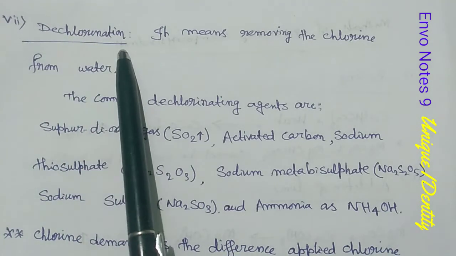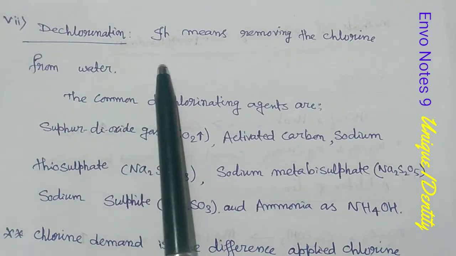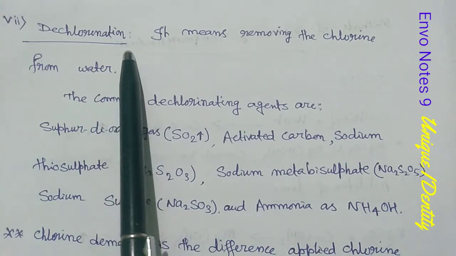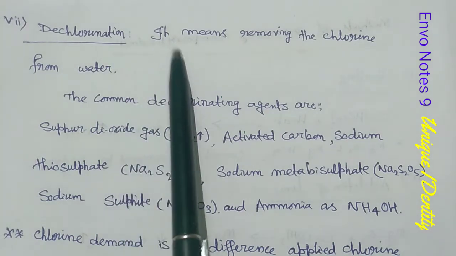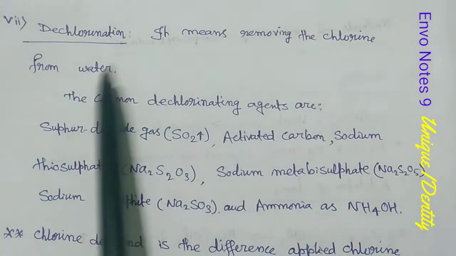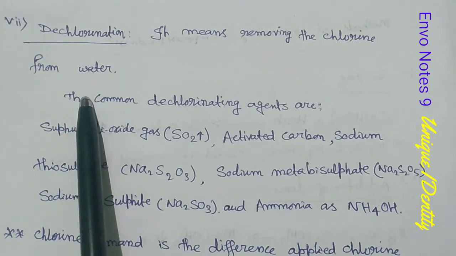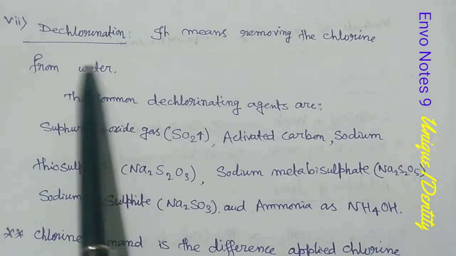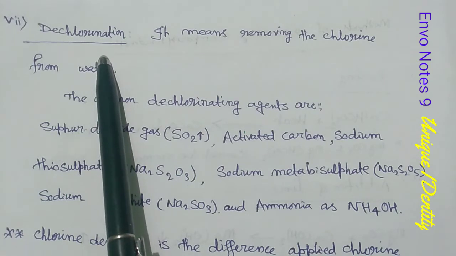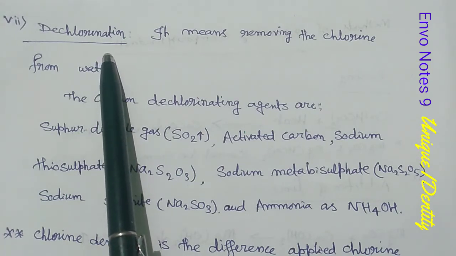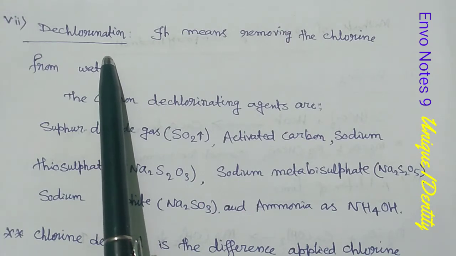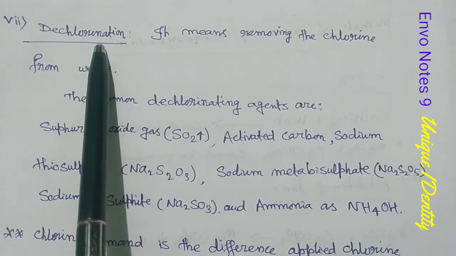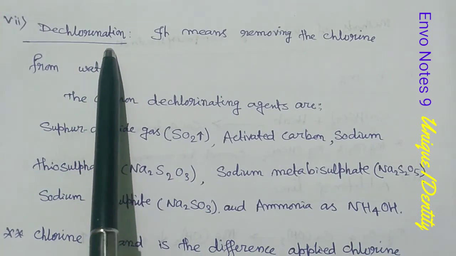And the last one is dechlorination. By definition, you understand that it means removing the chlorine from water. This is generally required when superchlorination has been practiced, because by superchlorination extra chlorine has been added, so that extra chlorine should be removed from that water. So then dechlorination is done.